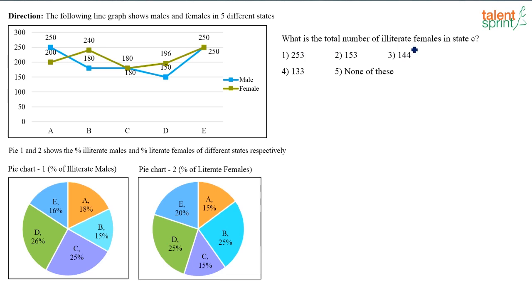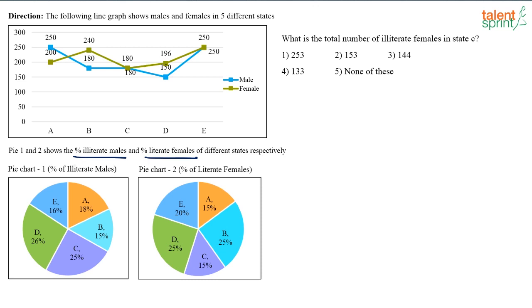What is the total number of illiterate females in state C? So here the line graph represents, what does this represent? This represents the male and female in 5 different states. Okay, and pie chart 1 shows percentage of illiterate males and this shows percentage of literate females.